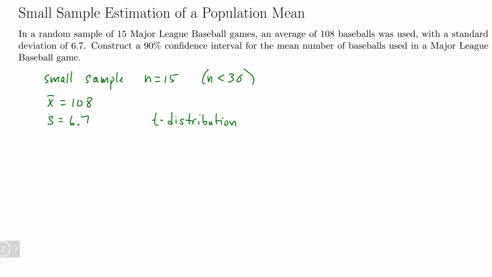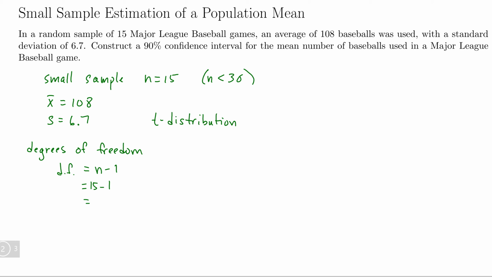For the t distribution, we first need to find what we call the degrees of freedom, normally just abbreviated df. Degrees of freedom is simply n minus 1. So in this case, degrees of freedom is 14. We also need to find the area in the tails here. What this means is similar to the previous problem. In this case, we're looking for two values such that 90% lies between.